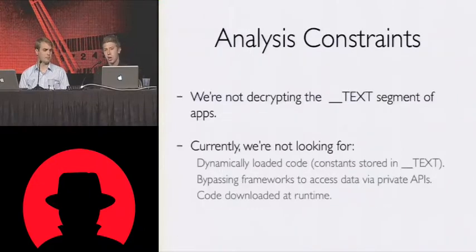So, the constraints on what we're analyzing here: as I've said, we're not analyzing the text section. That limits the amount of automated static analysis we can do without decrypting things. If people find ways to decrypt, more stuff will happen. And we're not looking for dynamically loaded code because the constants are typically stored in text. Also bypassing frameworks via private APIs: a lot of this stuff won't be able to get into the App Store anyway, so we're not able to analyze that right now. And code downloaded at runtime, of course. If you exploit libtiff, for example, in your iPhone app and you're downloading code at runtime, we're obviously not going to be able to catch that.